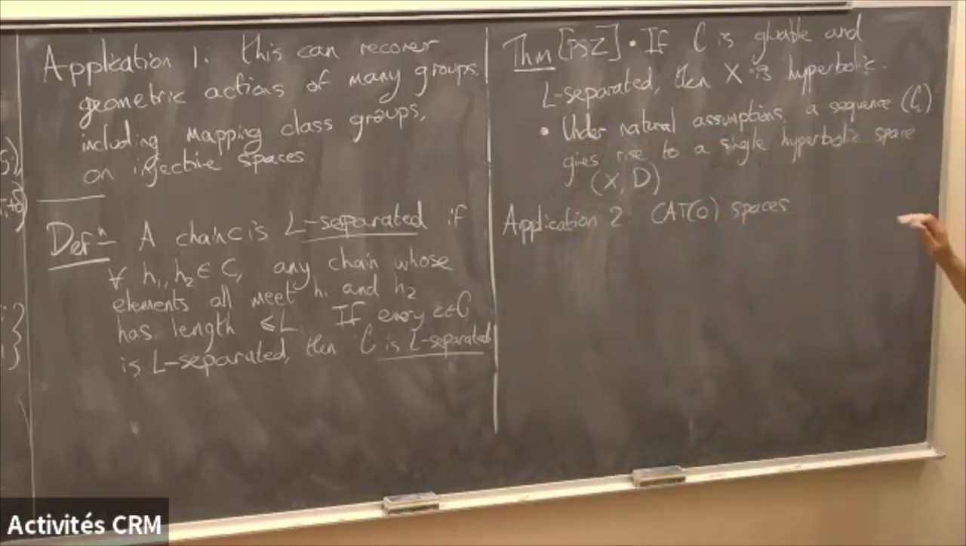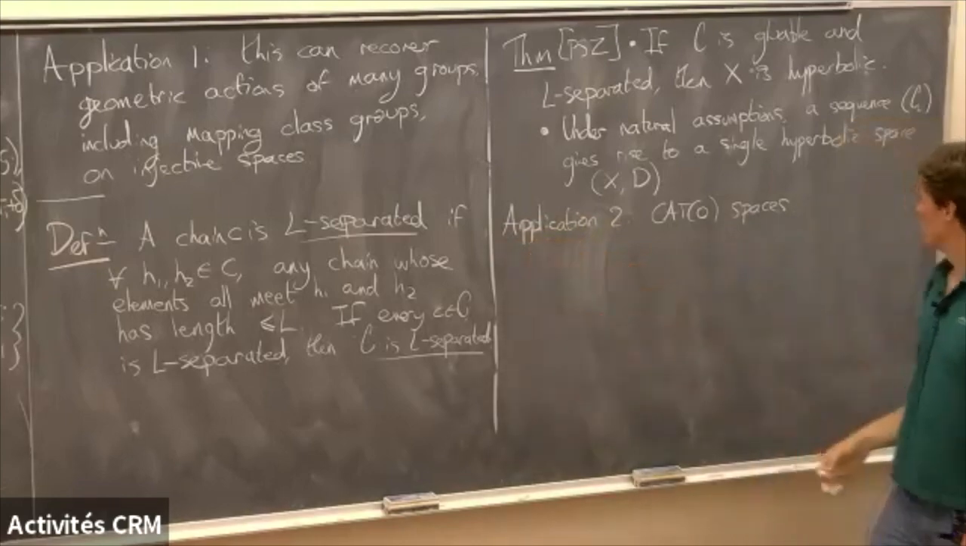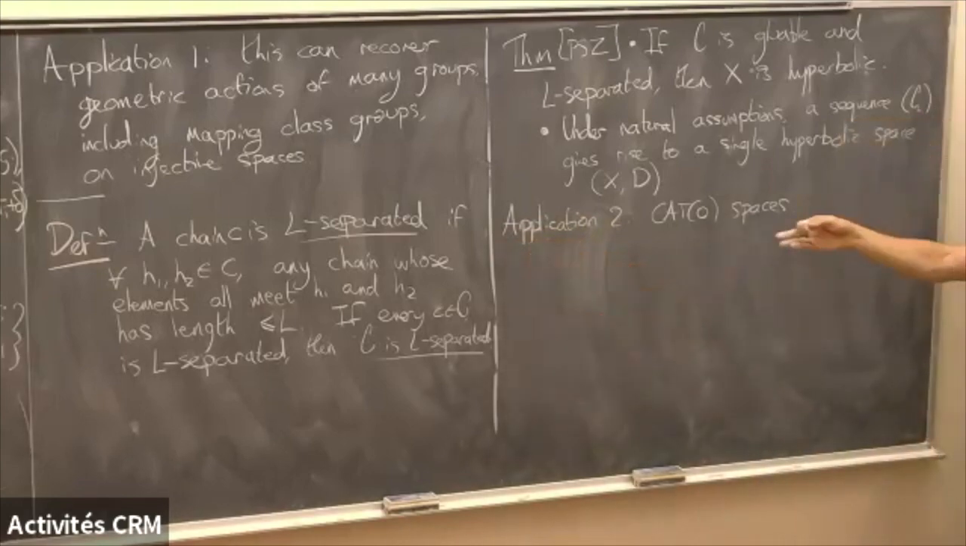So I'm not going to say more detail here, but Cat0 spaces, there is a natural set of walls, and you can let C1 be the set of all one separated chains with that set of walls. Let C2 be the set of all two separated chains with that set of walls, and so on. Each of those, by the first part, gives you a hyperbolic space. You have an infinite family of hyperbolic spaces.